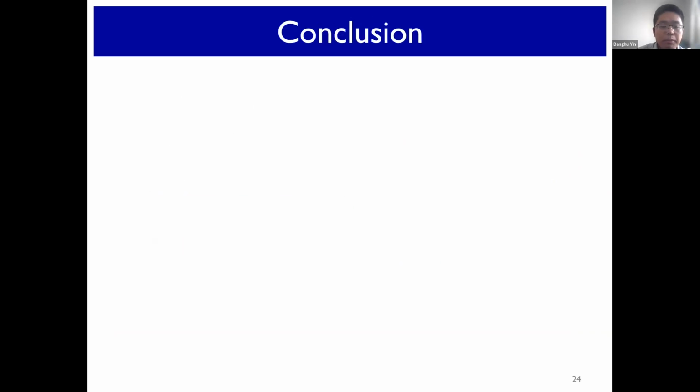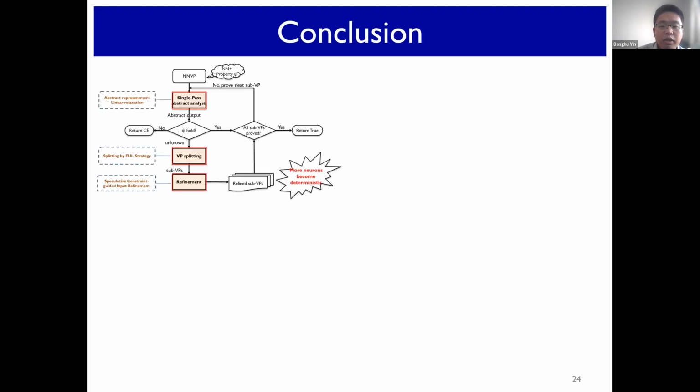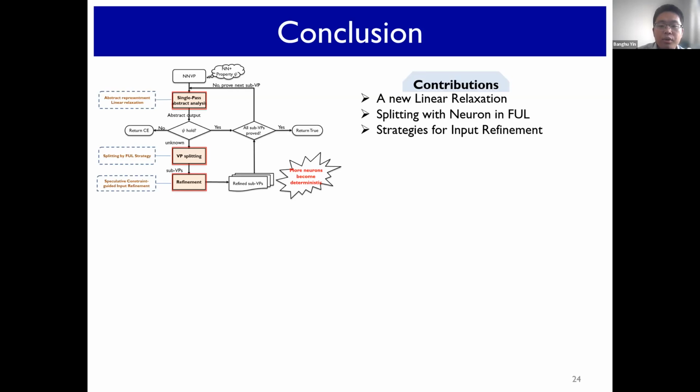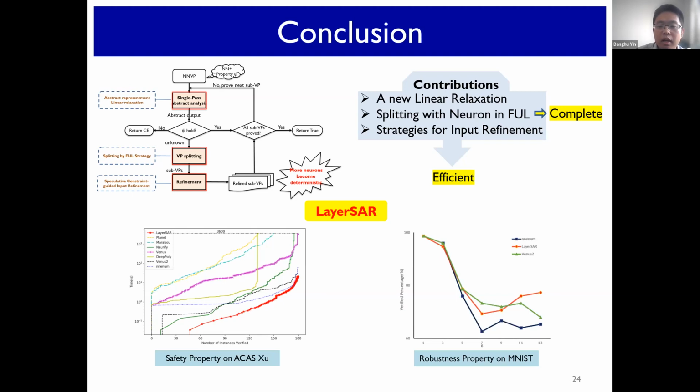Now we conclude our paper. This work is about verification of neural networks. We have introduced our verification framework. It includes three newly proposed techniques which make our approach complete and efficient. We implemented Dual Layers. We conducted experiments on both verifying safety properties on ACAS Xu and robustness properties on MNIST. The result is promising when compared with some state-of-the-art verifiers. Okay, thank you.